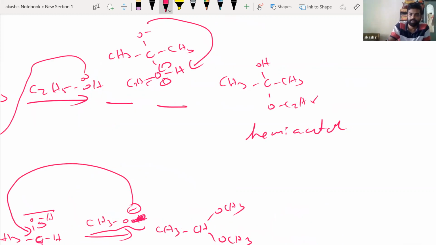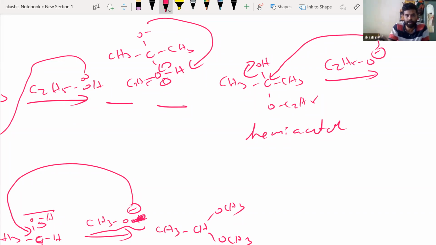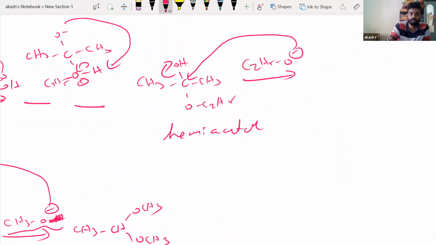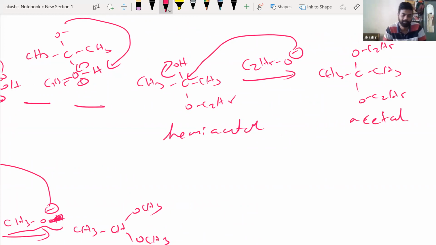Then what is going to happen? Then comes another molecule of C2H5OH, or you can just take it as C2H5O minus. Now that is going to come and attack the carbon having the OH, and the OH bond leaves. So we are going to have CH3, C, with OC2H5 and OC2H5. This is your acetal formation. Very, very easy.